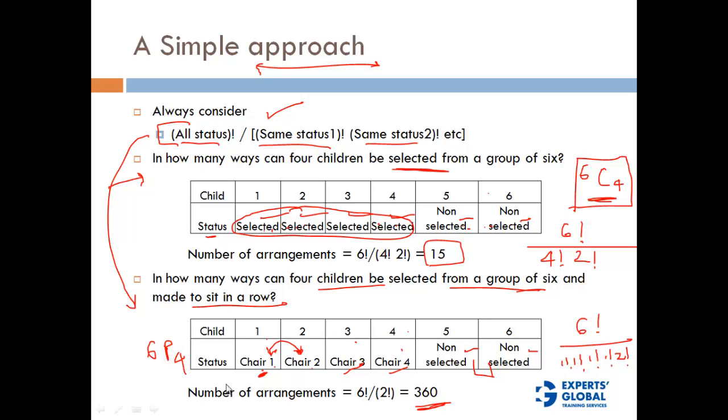So if you find yourself confused about when to use permutations or when to use combinations, you can always follow this approach. What this approach requires is for you to come up with a table and try to understand how many different statuses we have. If you are worried about order, give every child or every item an individual status, and then simply apply this formula: all status factorial divided by the factorial of the number of items with the first status, divided by the factorial of the number of items with the second status.